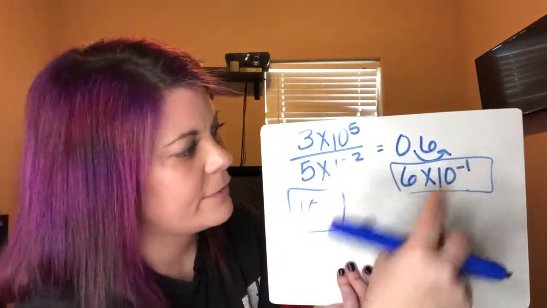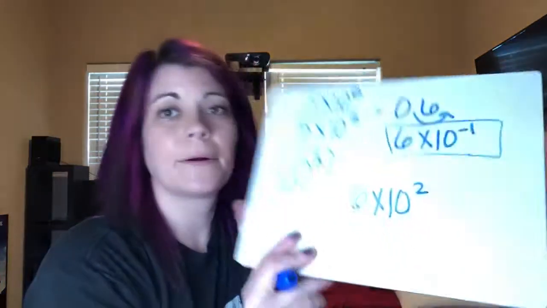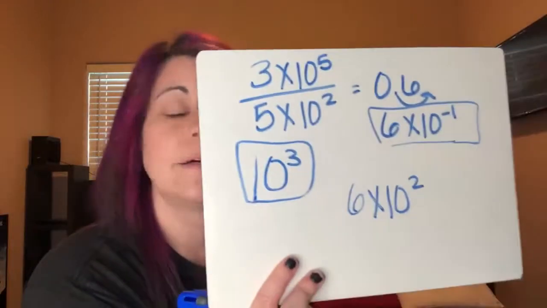Okay, so 3 plus negative 1 is 2. So you have 6 times 10 to the second power. And that's how you do that. So that is how you multiply and divide scientific notation.